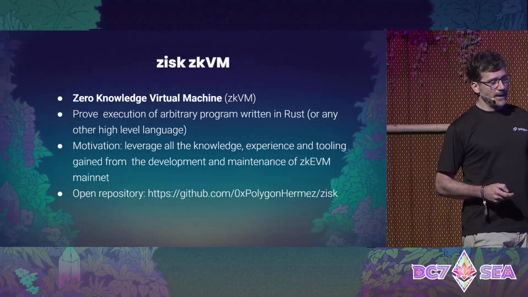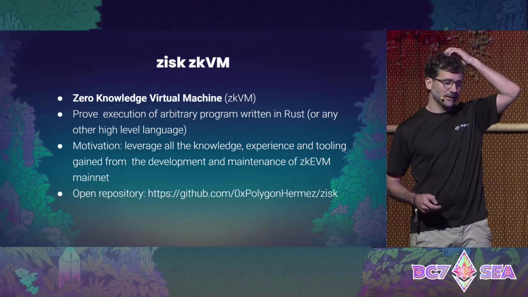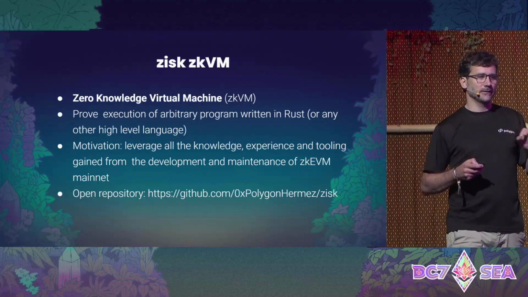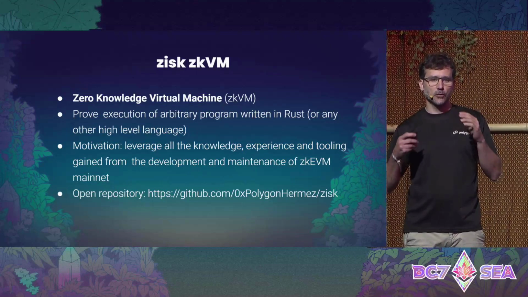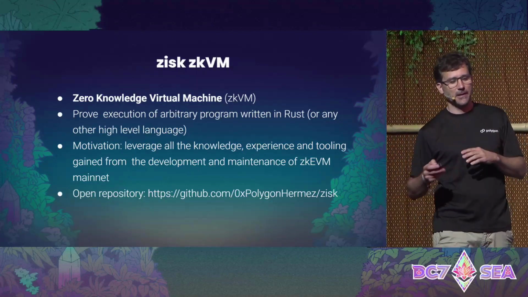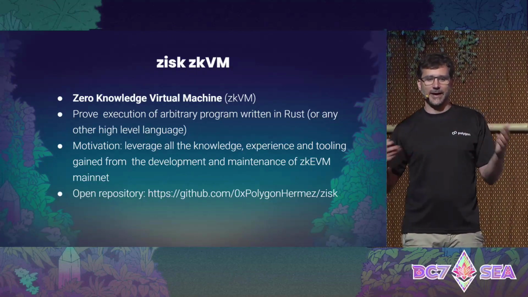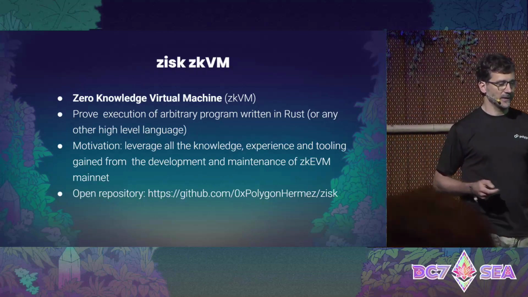Okay, it's open. You can check the GitHub. It's not everything complete to do a proof, but it's almost there. So maybe in 1-2 weeks we will be able to prove any code that is written in Rust.